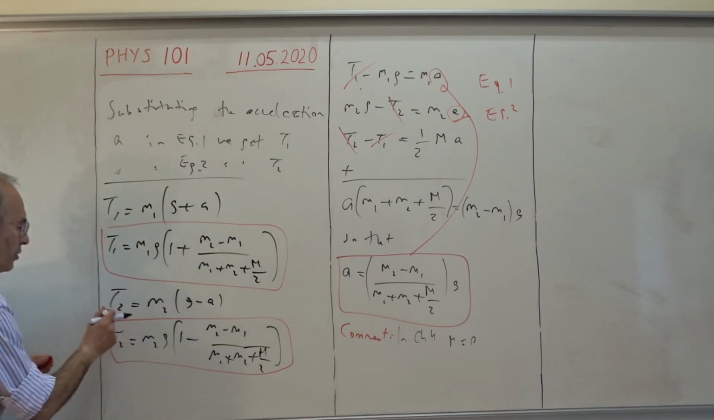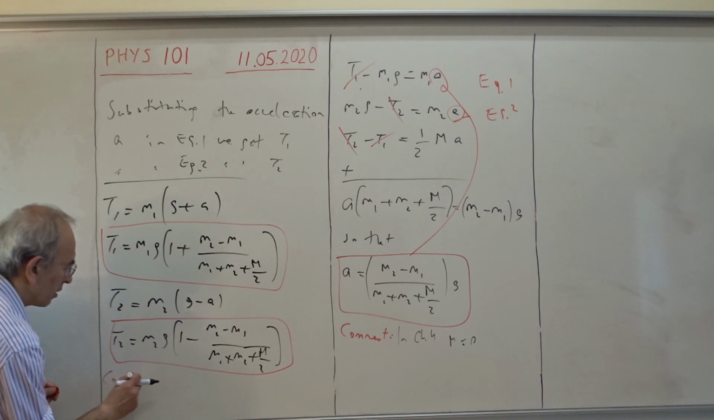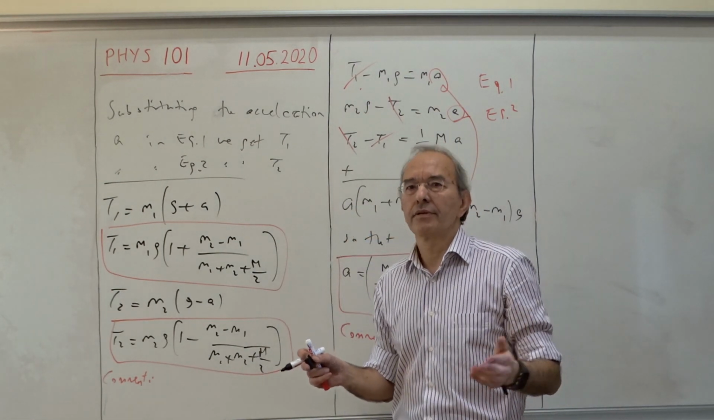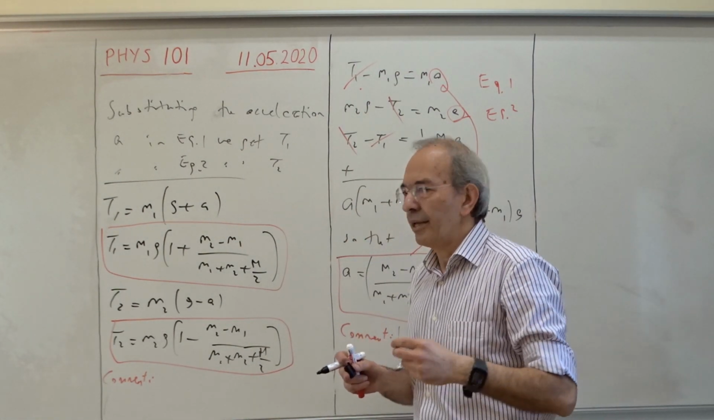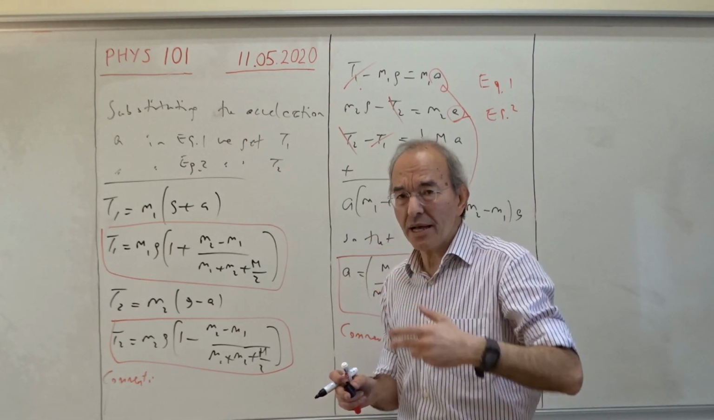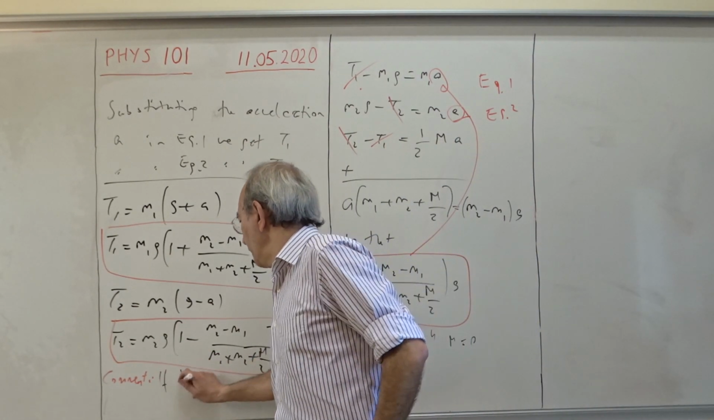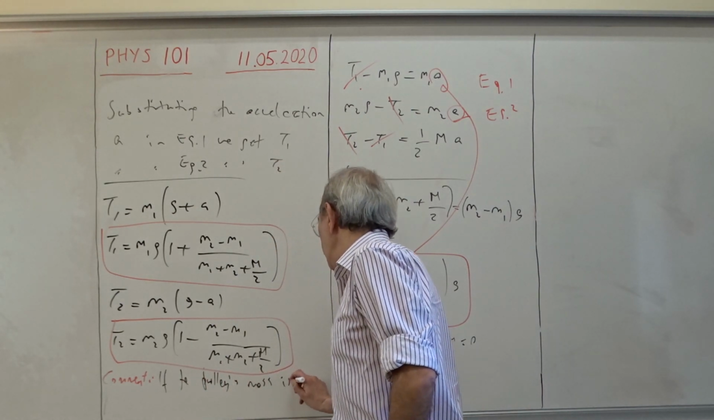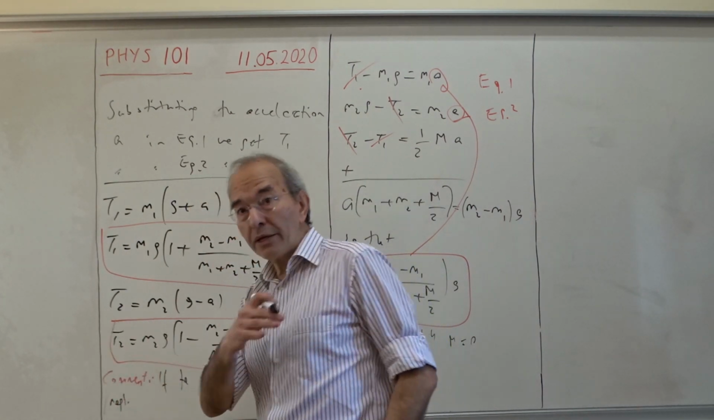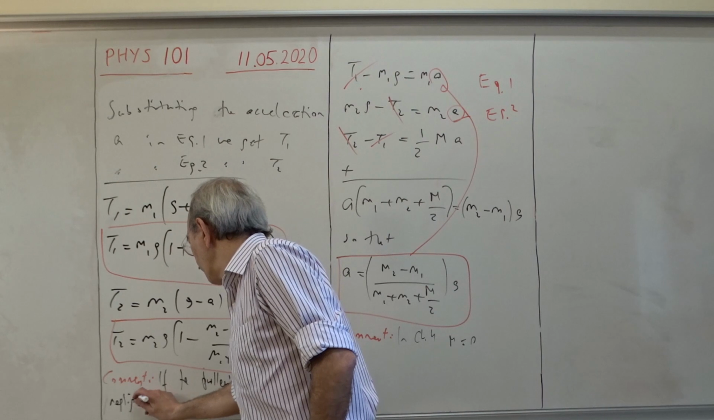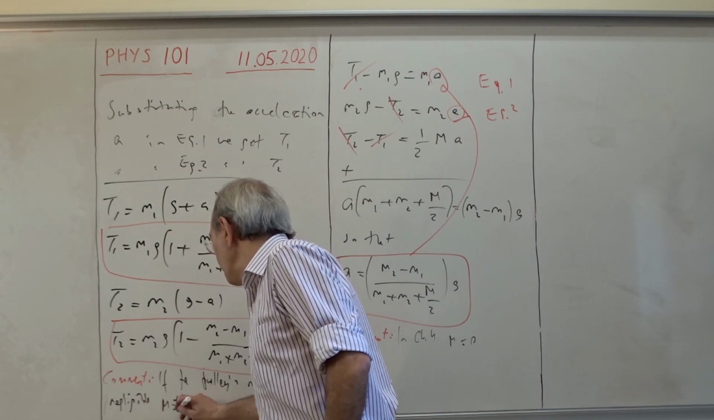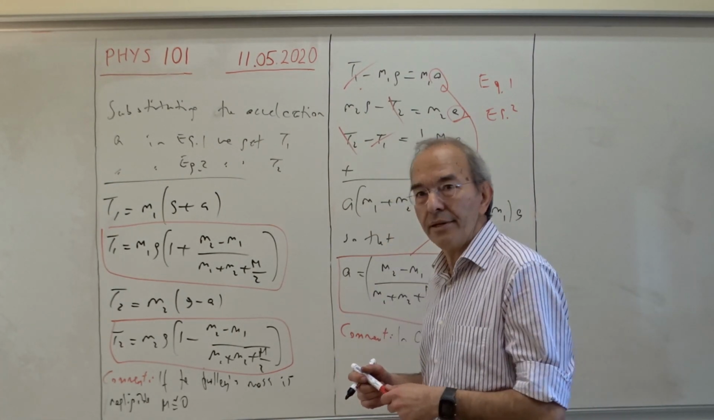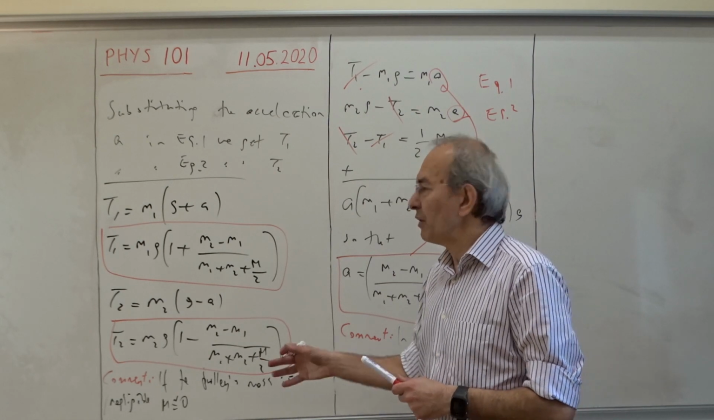Let me write a final comment in this problem. Comment: if there is no mass for the pulley, in other words, if the pulley's mass is negligible with respect to the masses of the blocks, then we take M to be 0, as I said before, capital M0. If you take capital M0, then please check yourself that T1 and T2 will be equal.